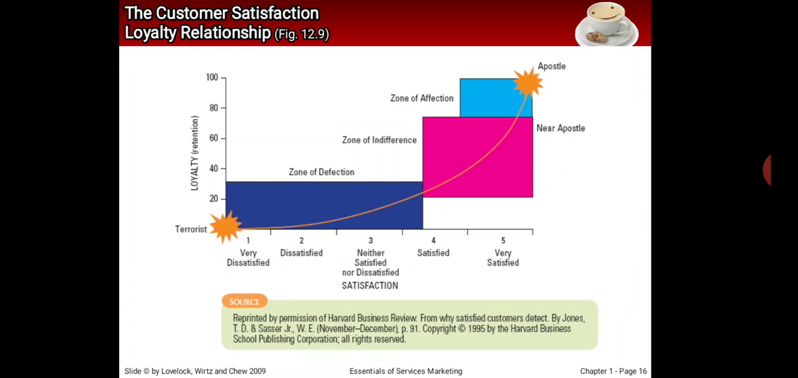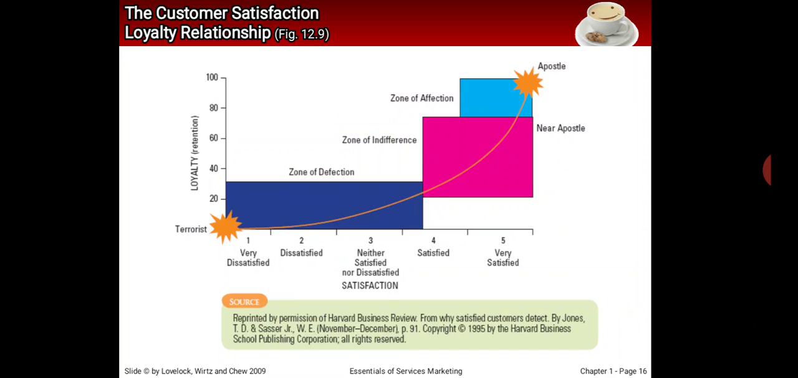The customer satisfaction loyalty relationship. Here the whole graph is given, where the types of customers are defined, including terrorist, very dissatisfied, neither satisfied nor dissatisfied, meaning neutral, satisfied and very satisfied, right? It means you try to bifurcate. If you are providing good services and creating a long term relationship, then it creates an apostle, right?